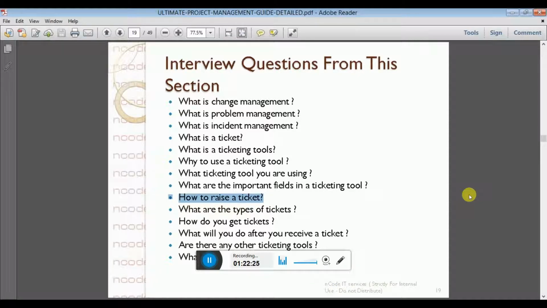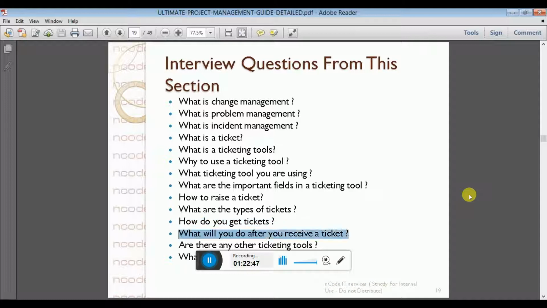How many types of tickets are there? CRs and TRs. How do you get a ticket? We get a ticket through an email. Whenever somebody raises a ticket, we get an alert that somebody raised a ticket with the ticket number. So we take the ticket number, log into the Remedy tool, and we can see what the ticket is about. Then we will contact that person if we have to. Otherwise, we will start working on it based on the description.